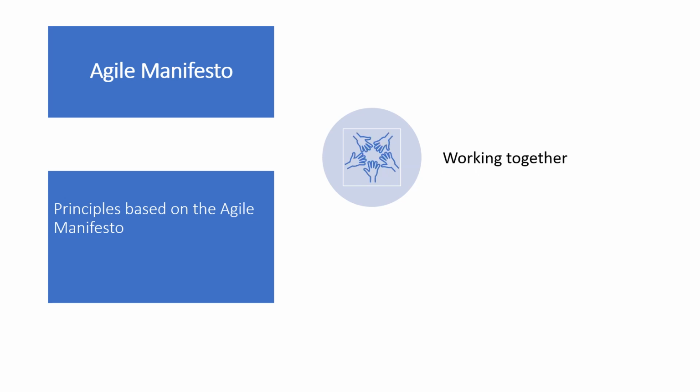Business people and developers must work together daily throughout the project. It means that better decisions are made when the business and technical team are aligned. Build projects around motivated individuals. Give them the environment and support they need, and trust them to get the job done. It means that motivated teams are more likely to deliver their best work than unhappy teams.